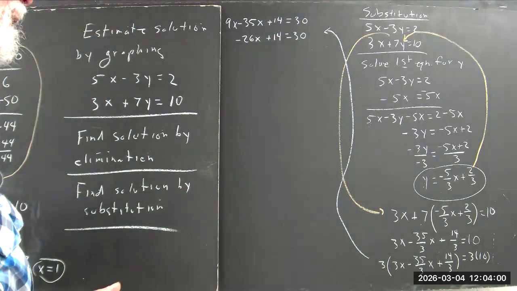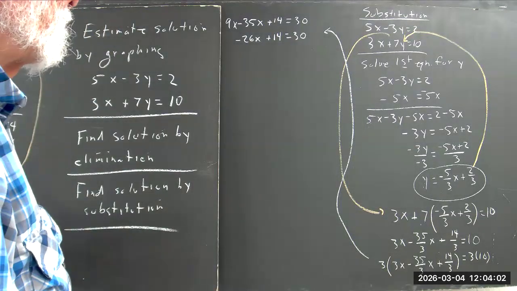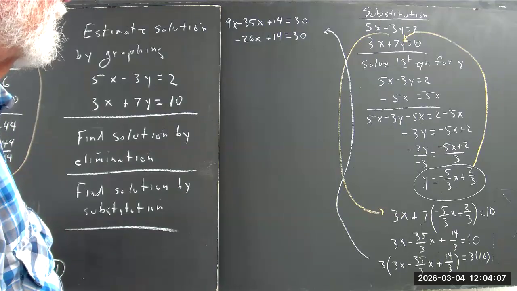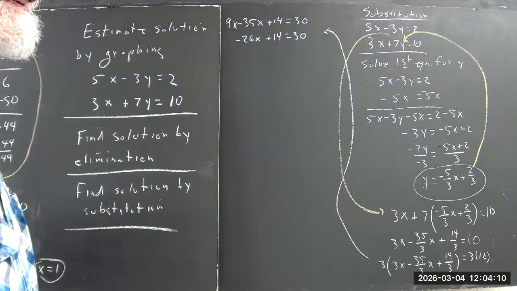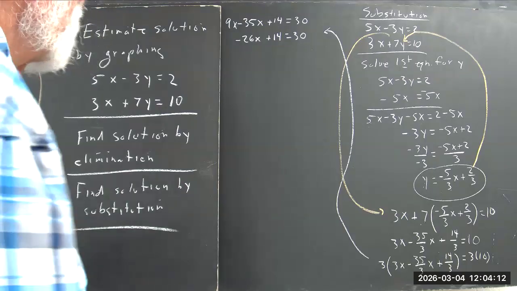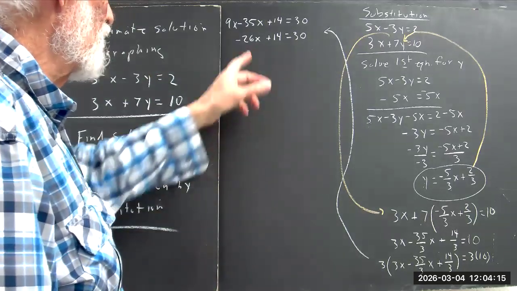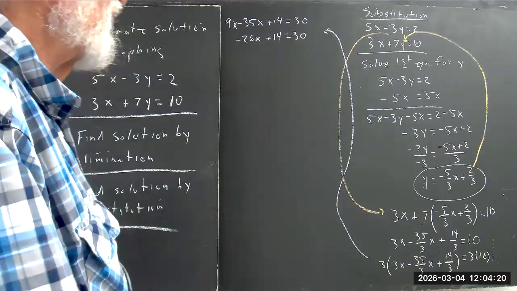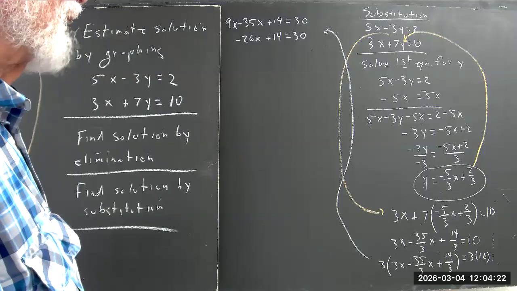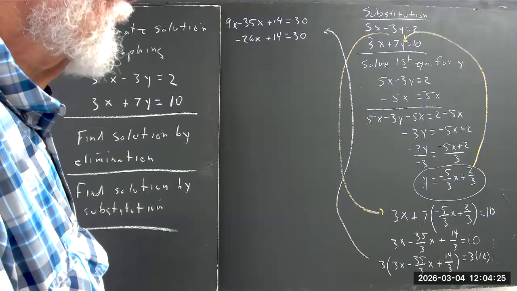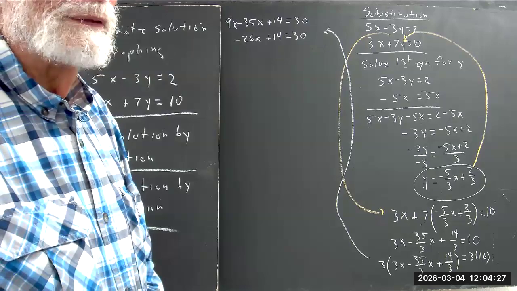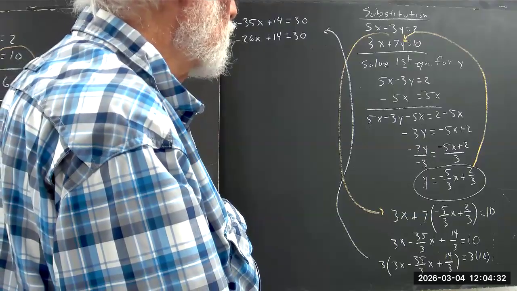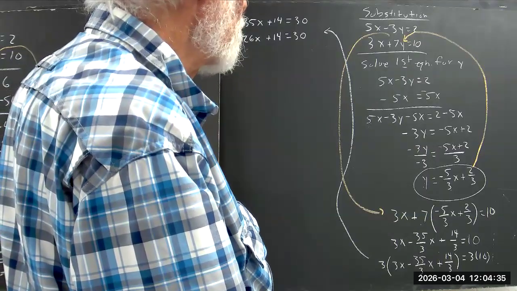30. Now, I happen to know that the solution should be x equals 1. And what I've done here doesn't give me x equals 1. When I subtract 14 from both sides, I end up with negative 26x equals 16. That's not even close. So now I've got to go back and debug whatever it is I've done wrong. Let me take a quick look at it and see if I can figure it out.